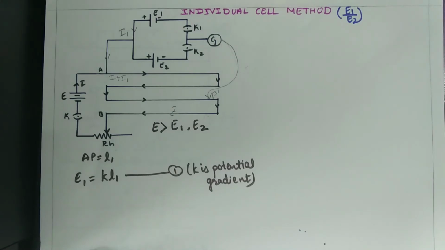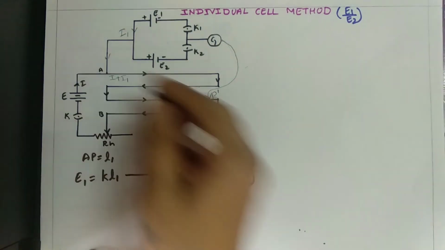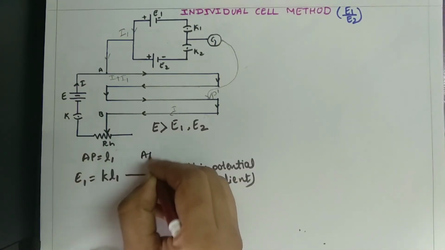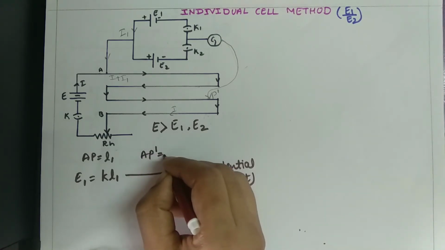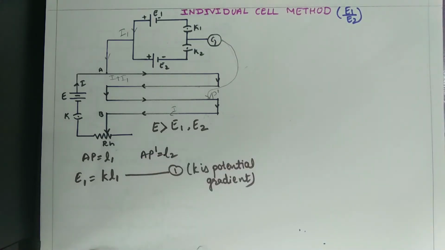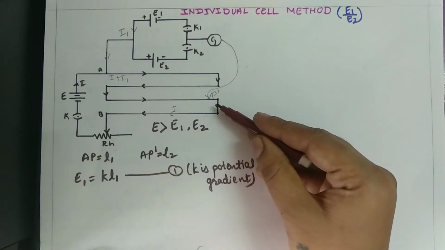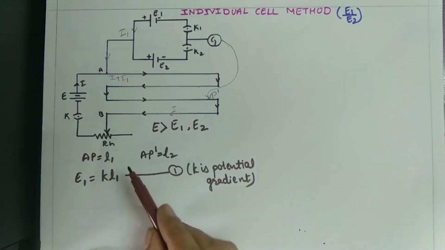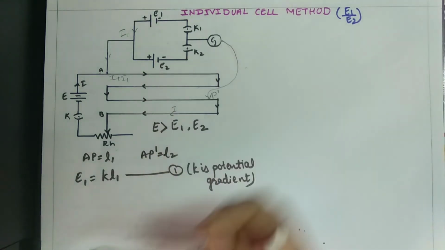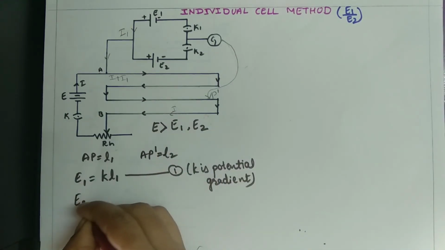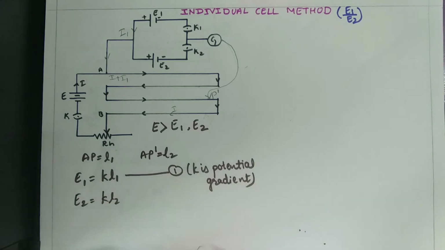Now the balancing length AP dash, call it L2. The null point P dash is obtained with the help of the jockey. This length L2 corresponds to E2. So we can write E2 equals K L2. Call it equation 2.